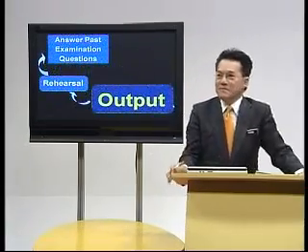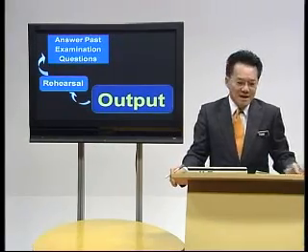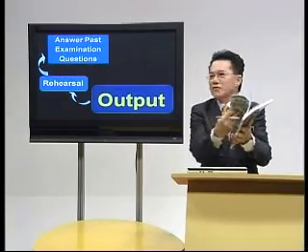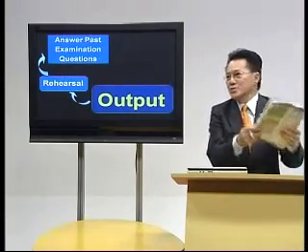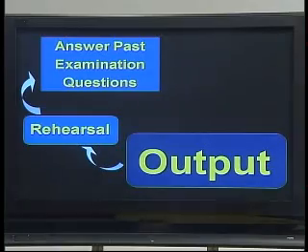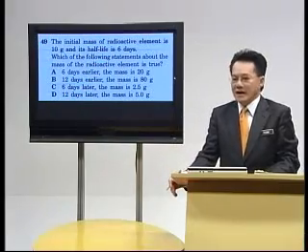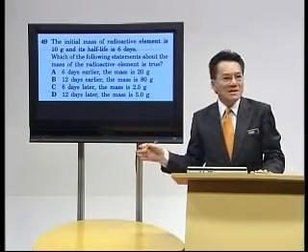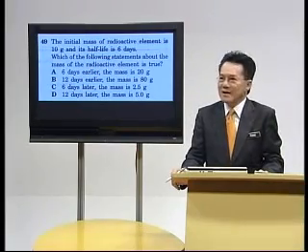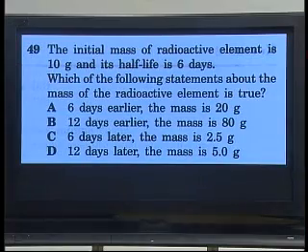Just a quick reminder again, when we revise physics, it is not just reading from page 1 to page 400. No, that way of revision would not be effective. What you must do is to keep on answering questions. So even as I revise with you on half-life, I am taking a question from 2006. And this is the question from paper 1, number 49. It reads, the initial mass of radioactive element is 10 grams, and its half-life is 6 days. Which of the following statements about the mass of the radioactive element is true?